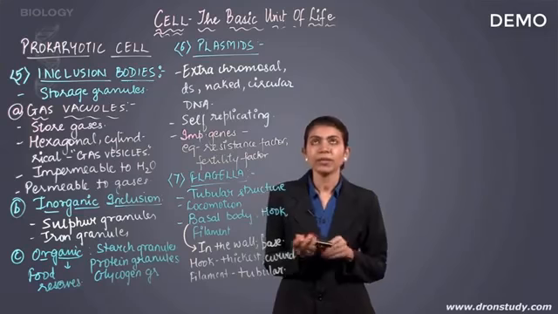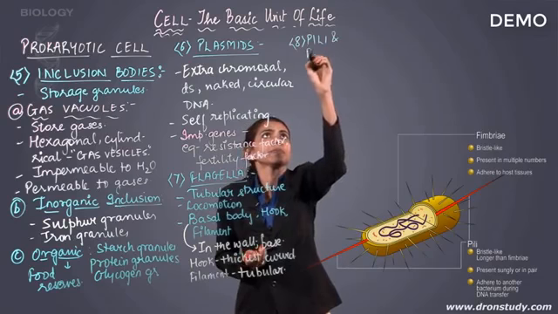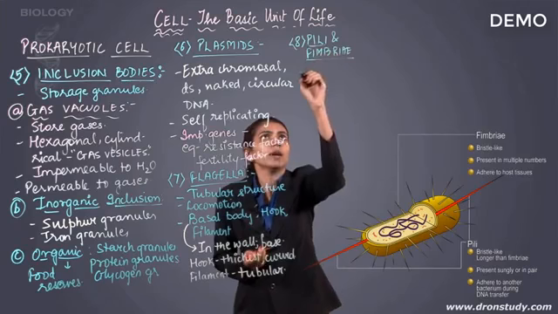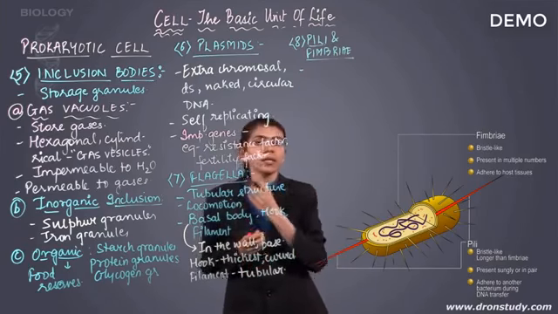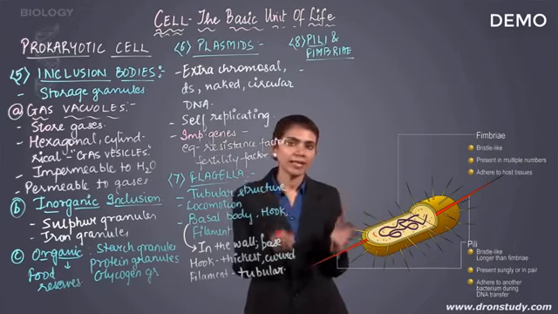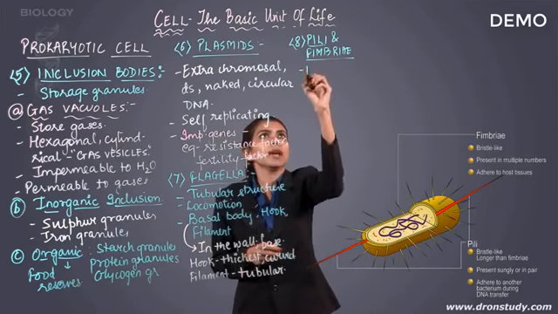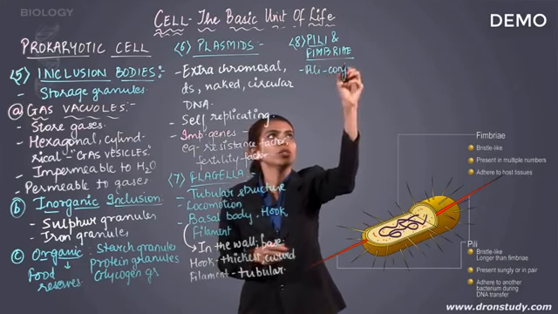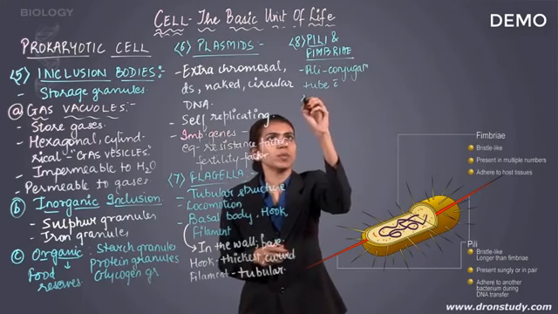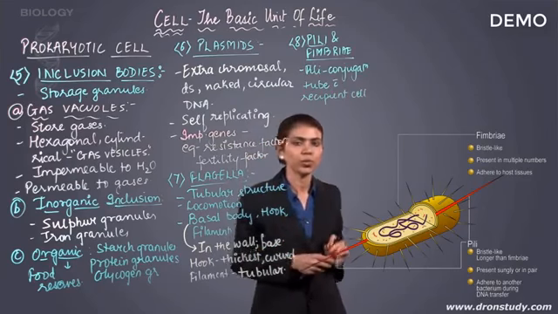Going on to the other appendages, number 8, pili and fimbriae. As I mentioned earlier, pili are the appendages which help in conjugation. So pili help the bacterial cell to attach to another cell and form a conjugation tube with the recipient cell. And again, pili is a small tubular structure.